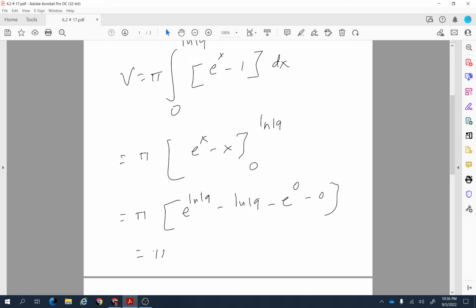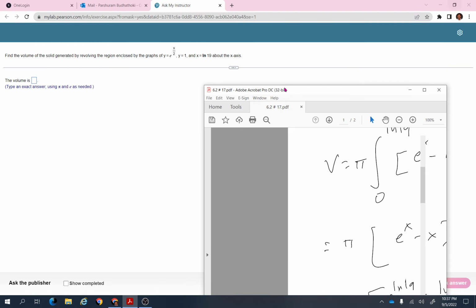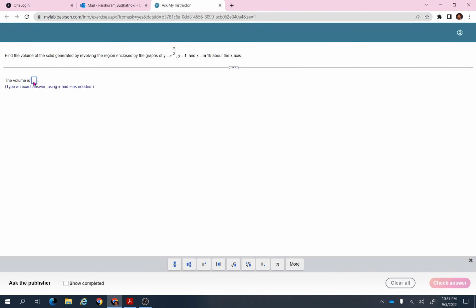Eventually, e and ln are inverses, so it's 19 minus ln 19, minus 1. So this is pi times 18 minus ln 19. I'm going to type this here: pi times 18 minus ln 19, and that's the answer.